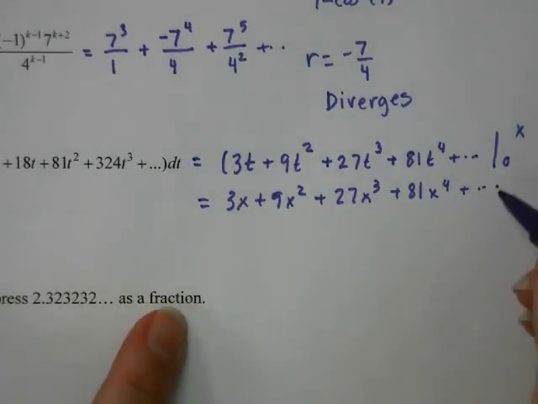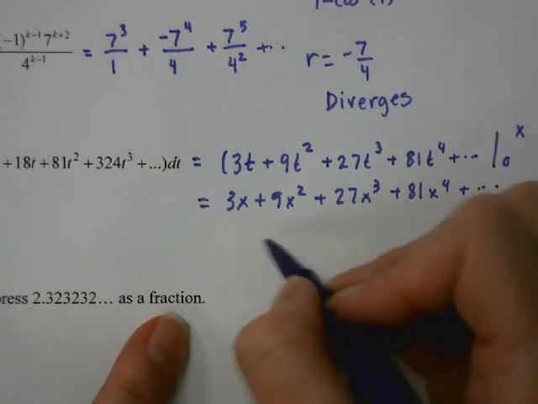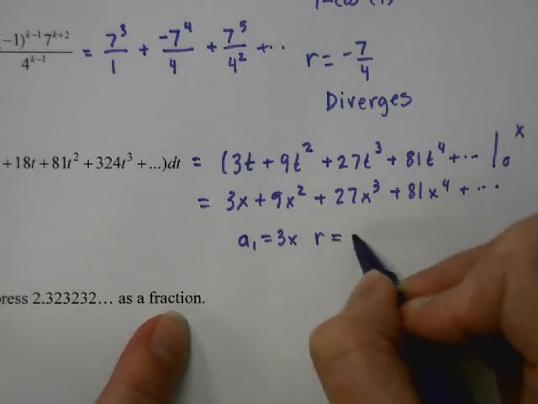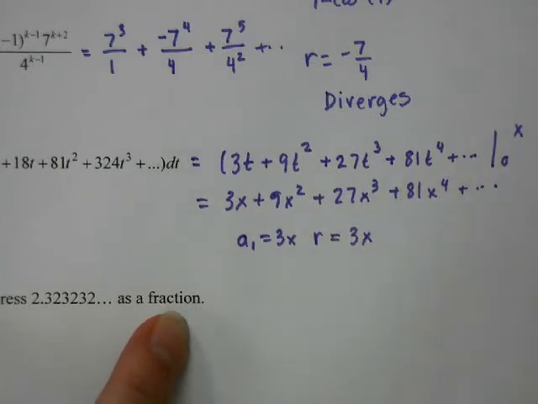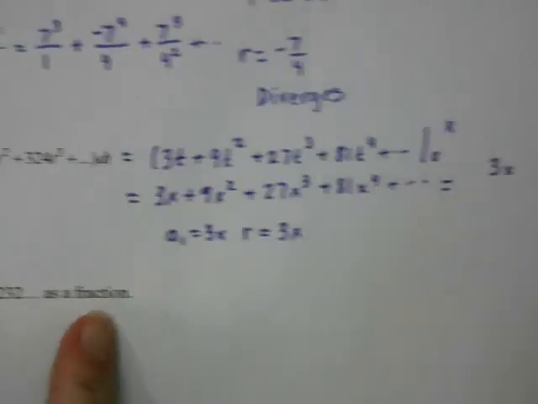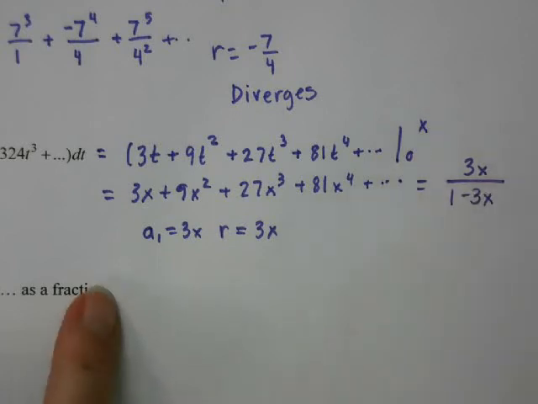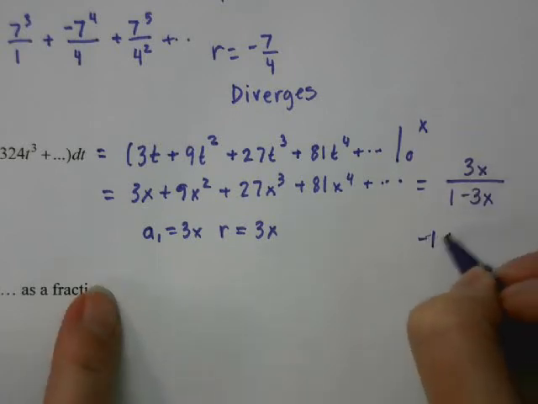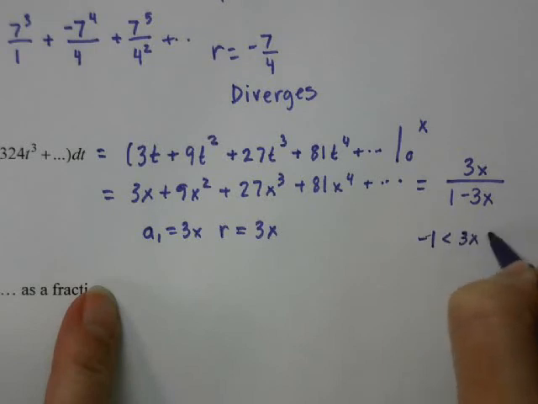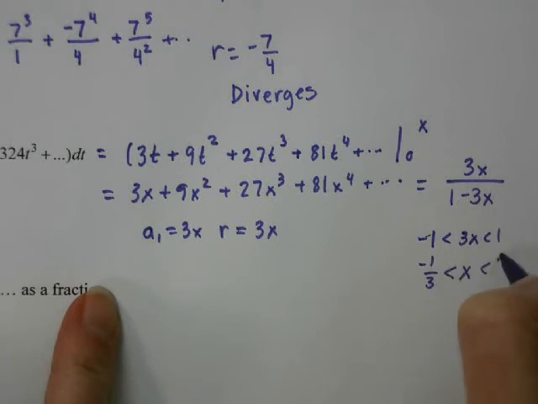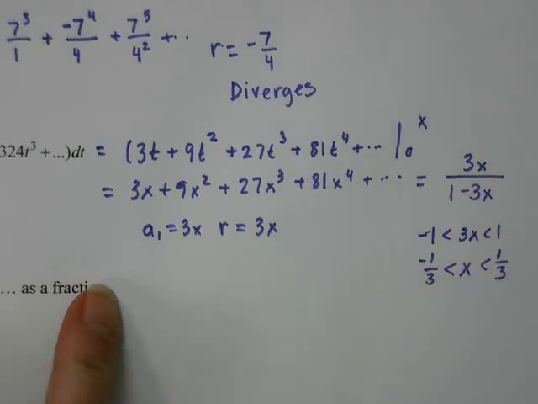Okay. So this is a series, and we're going to do power series here shortly. a1 is 3x. My common ratio is also 3x. So this series is going to equal 3x over 1 minus 3x, as long as the common ratio is between -1 and 1. So as long as 3x is in between -1 and 1, then this is the sum of this series.